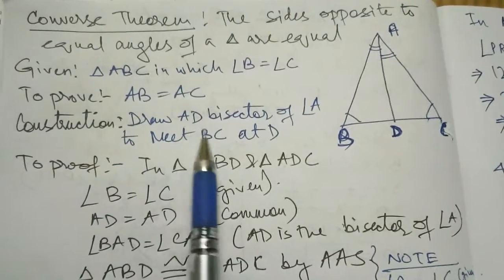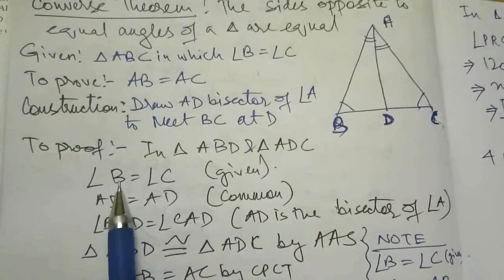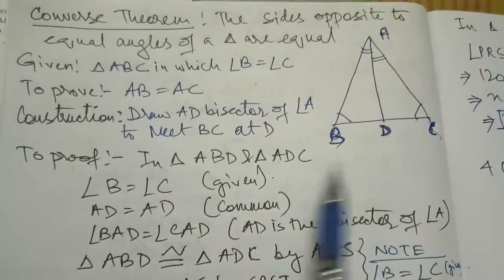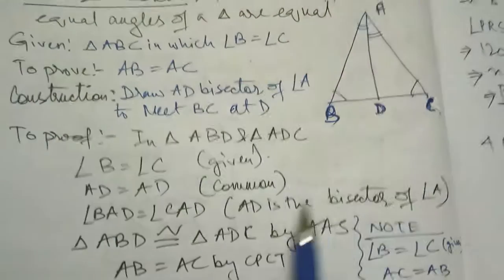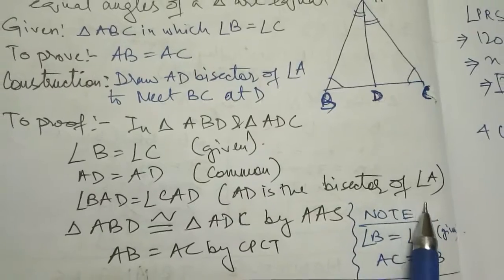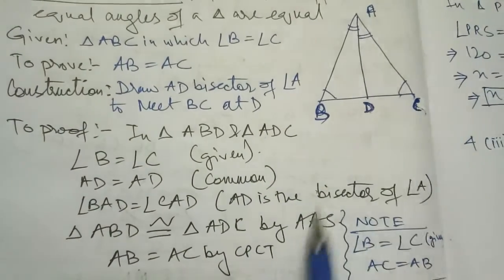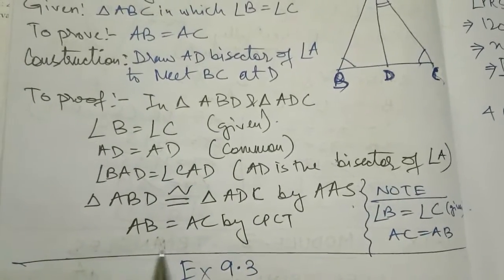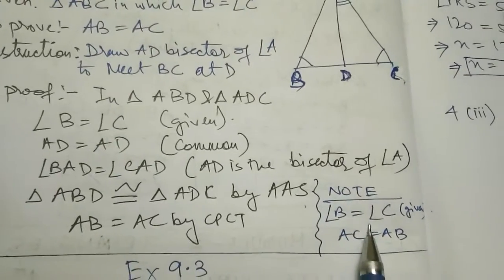The construction is the same, written over here. The same two triangles I have taken, but here angle B equals angle C will be given, and AD equals AD, and angle BAD and angle CAD are also equal, because AD is the bisector of angle A. So from here we can say these two triangles are congruent by angle angle side. Now from here I can easily say that AB equals AC by CPCT.